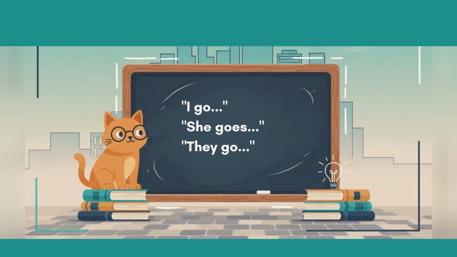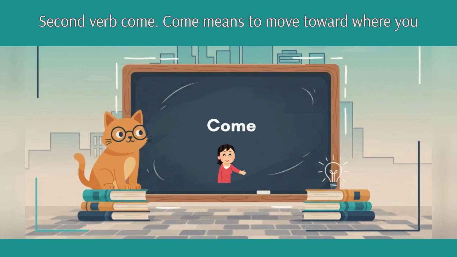Practice. Complete these sentences. I go to school, or I go home. She goes to work. They go shopping. Good. You understand go.